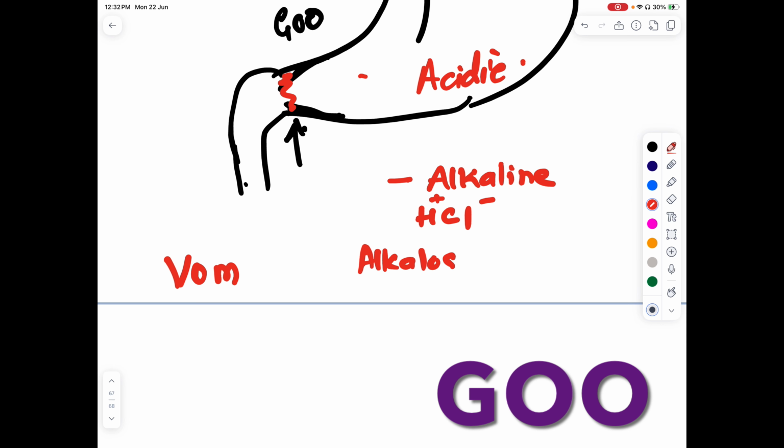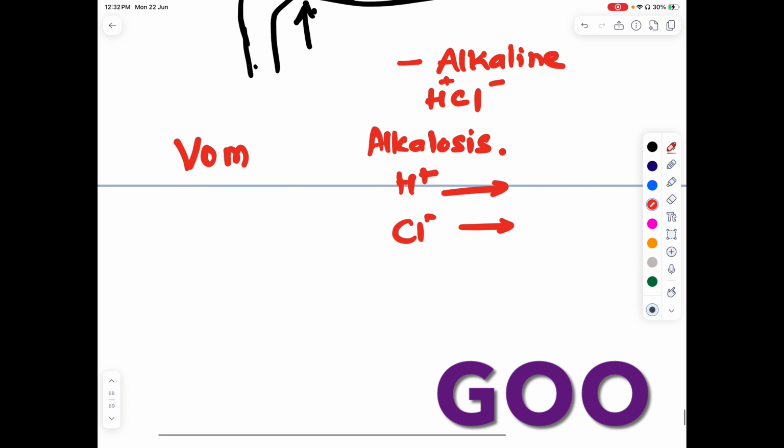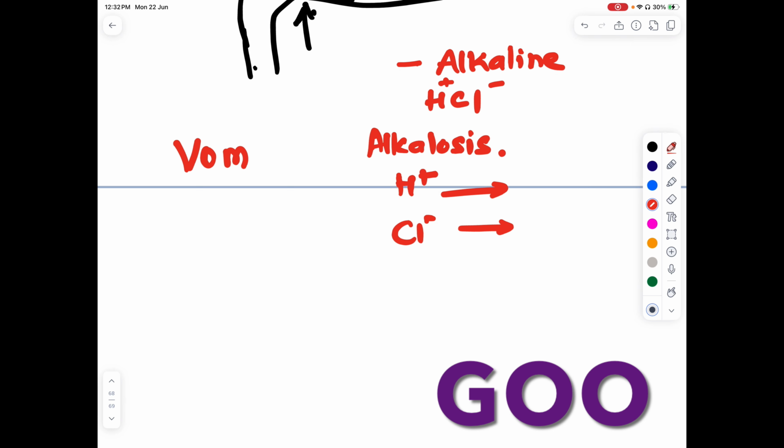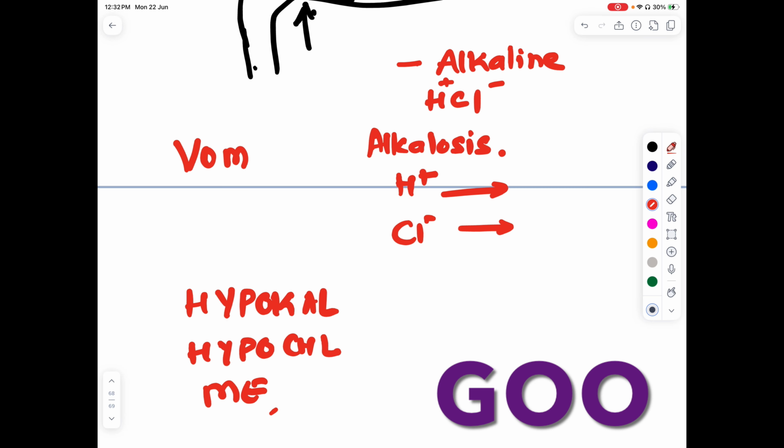Hydrogen ions are lost out, chloride ions are lost out, and there are again bicarbonates. So what happens is hypokalemia, hypochloremia, and metabolic alkalosis. So potassium is also lost, chloride is lost, and acid is lost. This is the typical picture of gastric outlet obstruction.